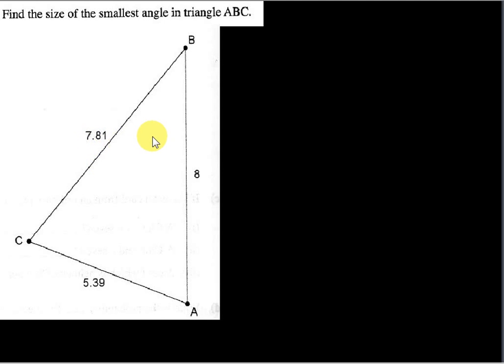We want to find the smallest angle in this triangle. Now, the smallest angle in a triangle is opposite the smallest side of the triangle. The smallest side of the triangle is this side here, so the smallest angle must be this angle here. The largest angle will be opposite this side here. The largest angle will be this angle down here.